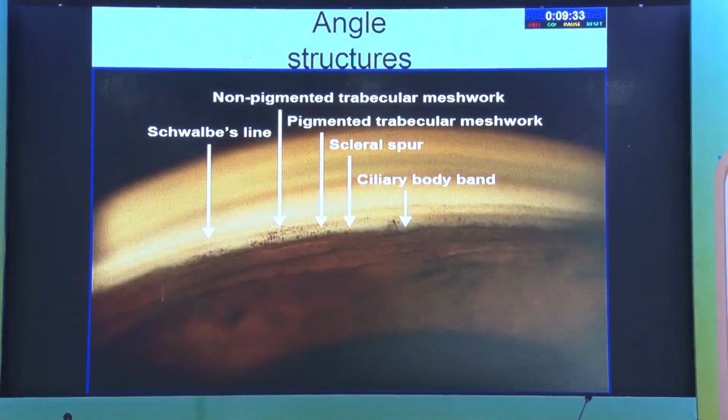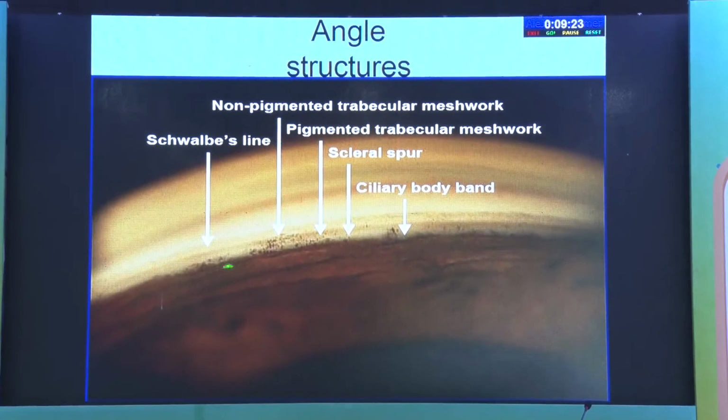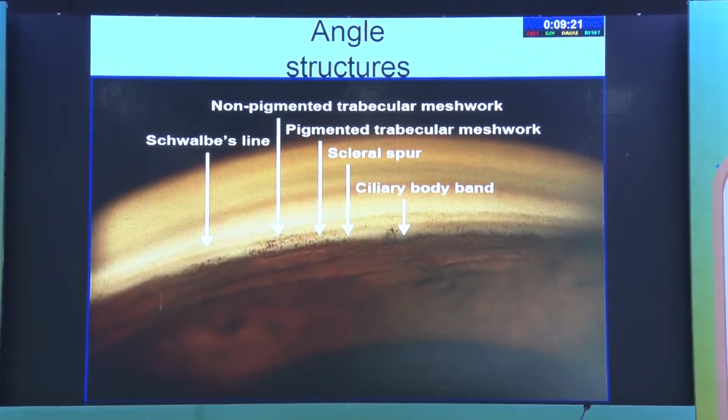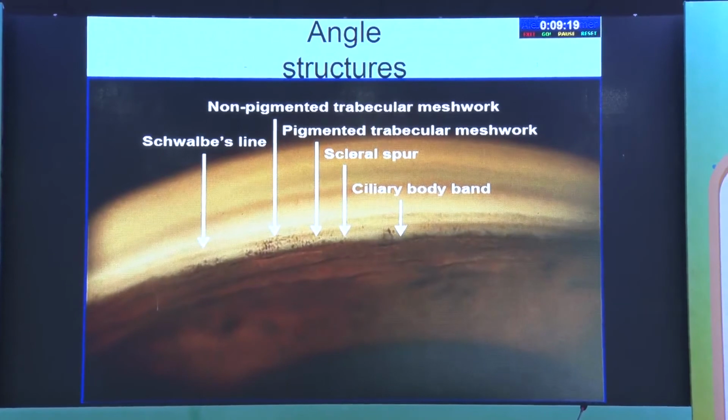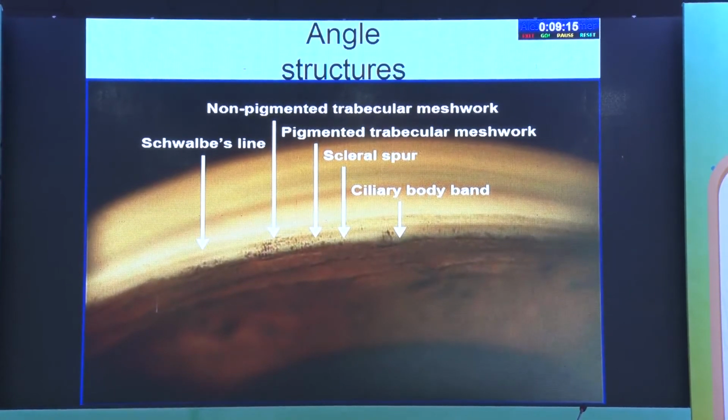Just before going to the gradings of the angle, I think we should know the angle structures, and it is always better to come from posterior to anterior. So the root of iris, then the ciliary body band, and the most prominent structure is the scleral spur. All those who do gonioscopy regularly will understand the importance of finding the scleral spur, because that is a very whitish structure and very easily identifiable, and that makes understanding the structure of the angles easier. So this is the scleral spur.